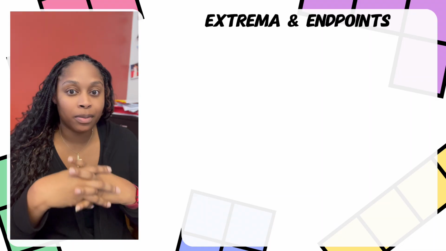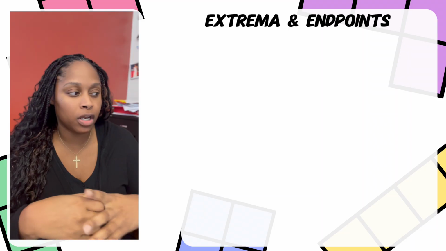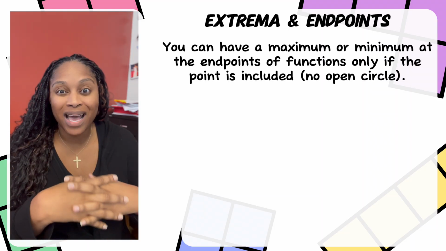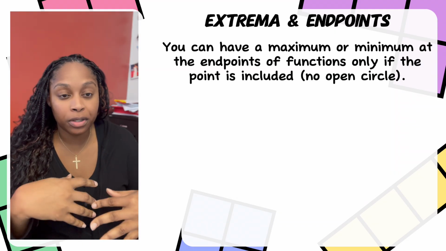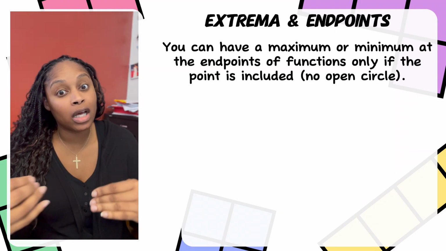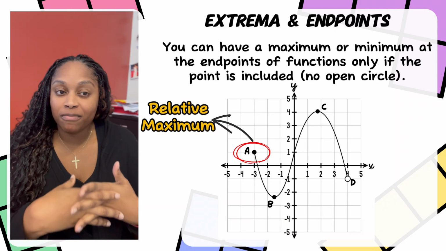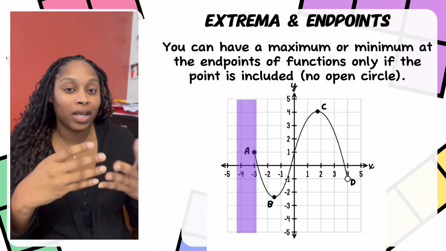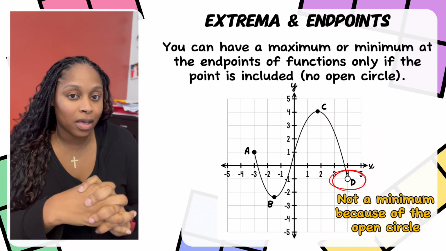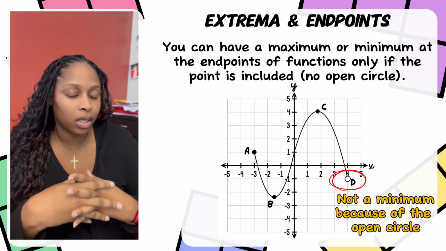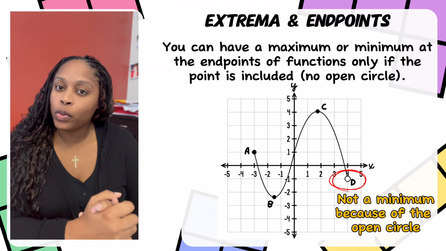So I wanted to provide some clarification on endpoints because we didn't get a chance to discuss that in the old videos. You can have maximums or minimums at the endpoints of functions only if the point is included. When I say included, I mean that the point is a closed circle. Looking at this example, point A would be a relative maximum because it's trending upwards, and point A is the high point in that particular section of the graph. But point D would not be considered a minimum because it is not included in the graph. We have an open circle at point D.